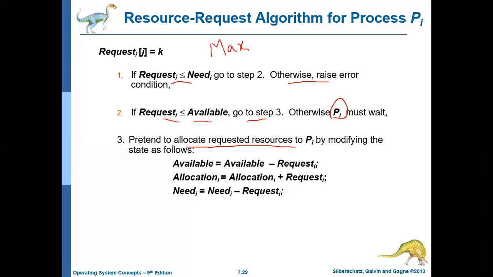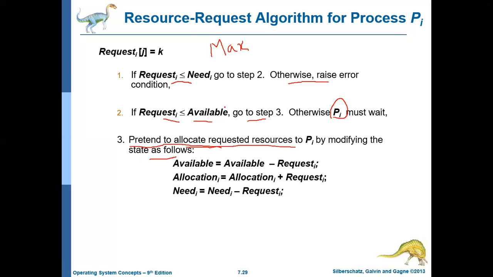What it says is that it asks the operating system to pretend to allocate the resource to PI by modifying the following states. So let us assume that if these two conditions are satisfied, it means the operating system has sufficient resources to satisfy the request raised by this particular process. But it is not going to directly allocate. Before allocating, it is going to make some calculations. It is going to act as if it is allocated, and then see what will happen if it is allocated.